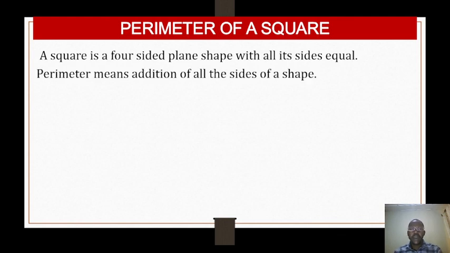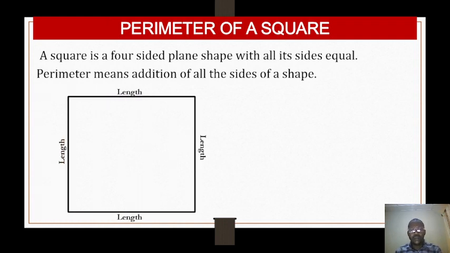So, what do we mean by perimeter? Perimeter means addition of all the sides of a shape. If you are talking about a shape that has four sides, and you are asked to find the perimeter, you have to add all the sides together. If it is a three-sided shape that you are considering, for you to know the perimeter, just add all the sides together.